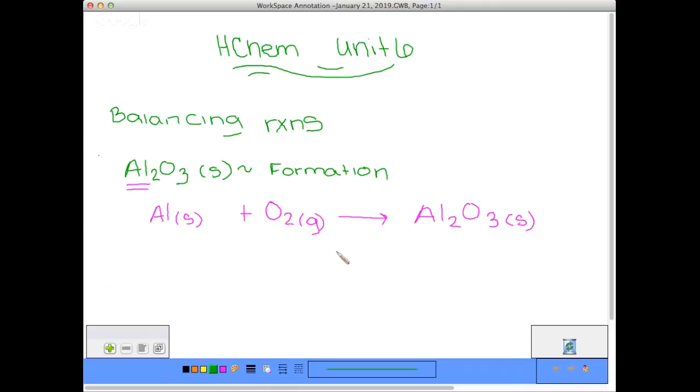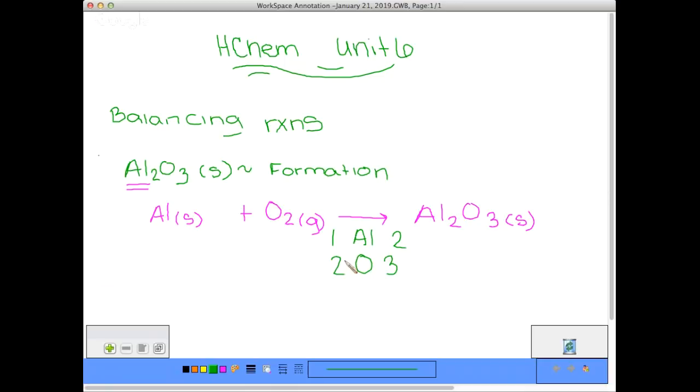We have 1 aluminum over here. We have 2 aluminums over here. We have 2 oxygen atoms over here. We have 3 oxygen atoms over here. So we need to balance this reaction. The way that I like to balance reactions is to take my inventory. I write down the species that I have on each side: aluminum, oxygen, and then how many I have. Over here as a reactant, I have 1 aluminum. Over here, I have 2 aluminum. Over here, I have 2 oxygen. Over here, I have 3 oxygen.